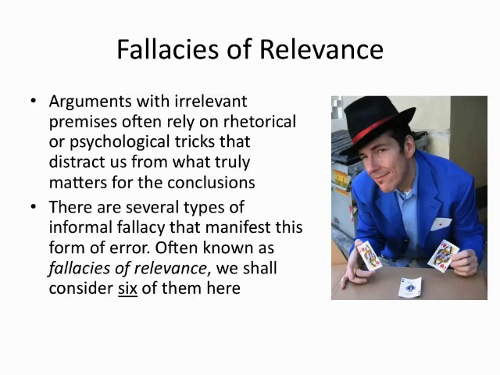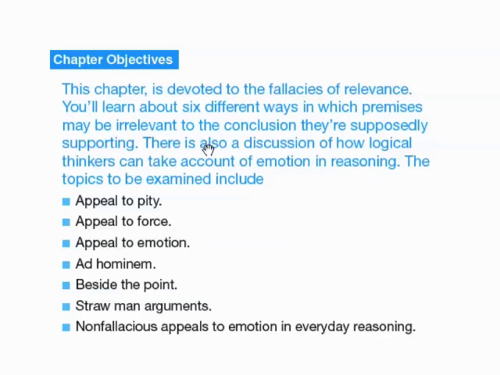In what follows, we'll look at 6 different fallacies of relevance. The specific fallacies of relevance we'll examine include appeal to pity, known in Latin as the ad misericordiam, the appeal to force, the Latin for which is ad baculum, appeal to emotion, ad populam, personal attack, that is the ad hominem, beside the point, which is sometimes called a non sequitur, but in this particular learning module we'll refer to it as the ignoratio elenchi, and the straw man. We'll also look at appeal to emotion in everyday reasoning, which are non-fallacious.